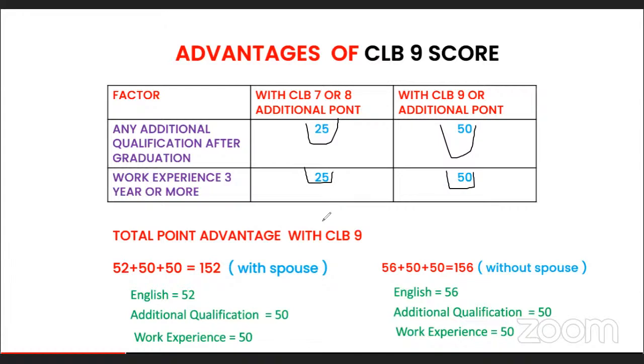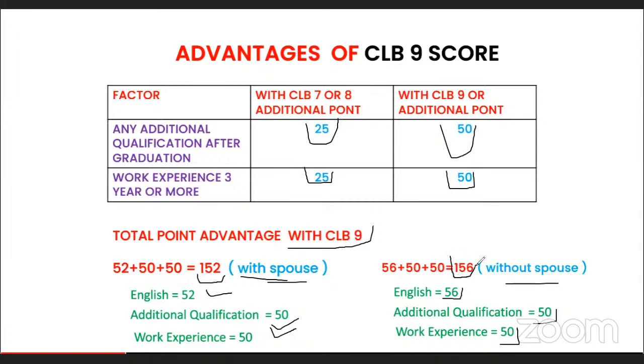Coming to the next part, which is advantages with CLB 9. With spouse, your English proficiency will give you 52, your additional qualification will give you 50, and your work experience will give you 50 more points, which is directly 152 points with spouse. When we talk about without spouse, English proficiency will give you 56, your additional qualification will give you 50, and work experience will give you 50, which is 156.